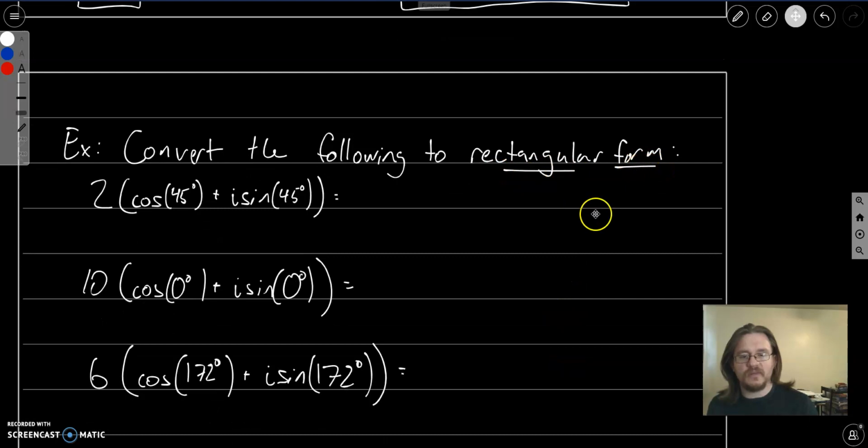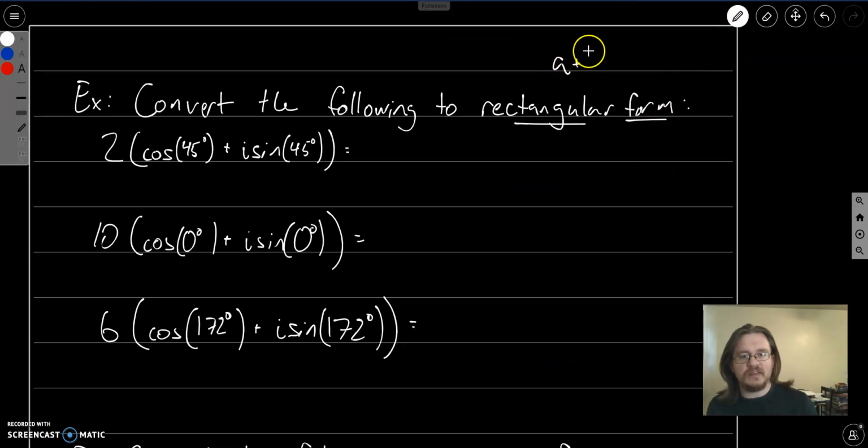So rectangular form is again the a plus bi. And this is going to be quite simple. Converting things to rectangular form is normally easier than going backwards. So here I have 2 times cosine of 45 degrees plus i sine 45 degrees. I can turn cosine of 45 degrees and sine of 45 degrees into regular numbers first. Cosine and sine are the exact same here, and they are both square root of 2 over 2.